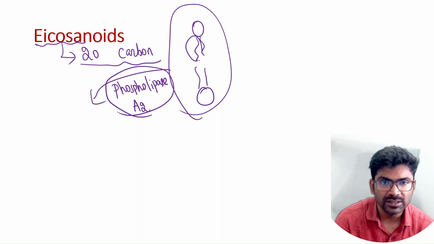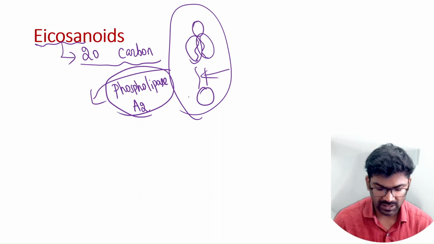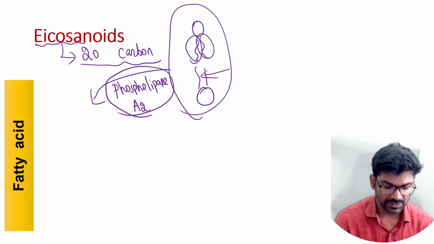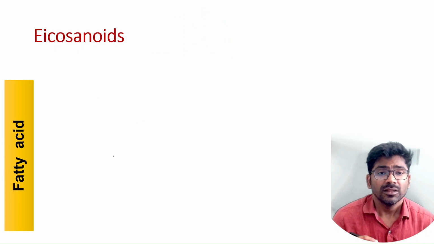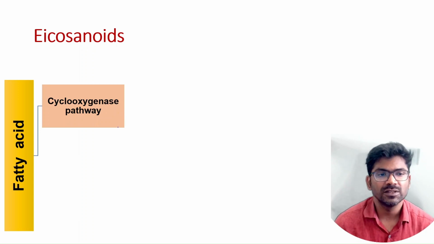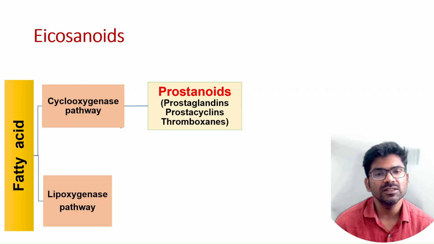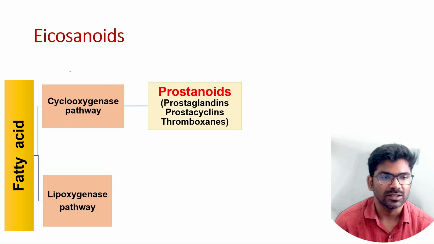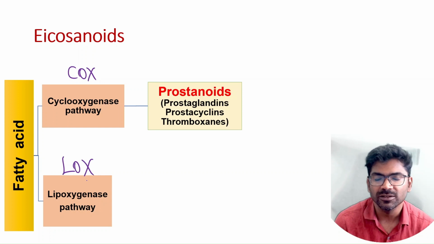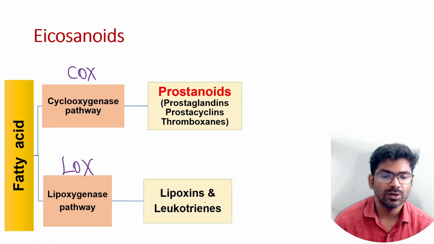So what is this tail? This is the fatty acid, right? So fatty acids are released. Look at this. These fatty acids can undergo two pathways. One is the cyclooxygenase pathway. In this pathway, prostanoids are produced. The other pathway is the lipoxygenase pathway. So this is known as the Cox pathway. This is known as the LOX pathway. Very easy to remember. The LOX pathway produces lipoxins and leukotrienes.